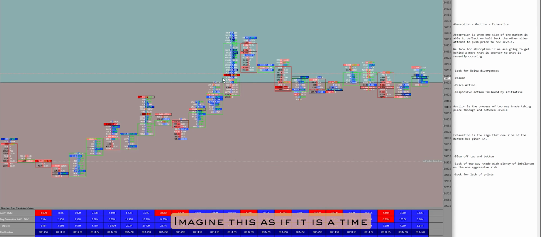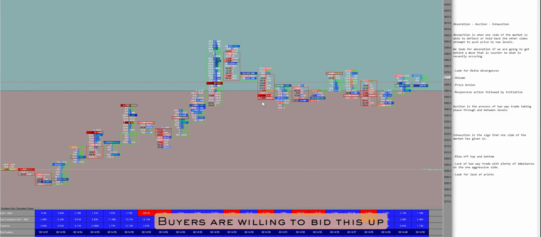Imagine this as a time when you're paying attention to price breaking through a level that you've established, and the order book just isn't following you. You know that it's likely not going to break out yet. You need to see the bid get stacked behind any kind of move through the level. We're still seeing that on the retest, buyers are willing to bid this up. They're just not willing to carry it through yet. This is not a sign of acceptance yet.